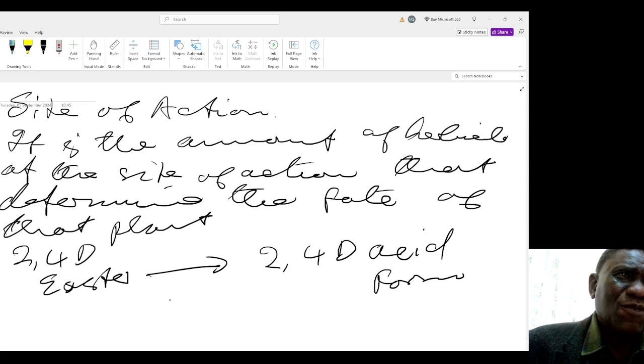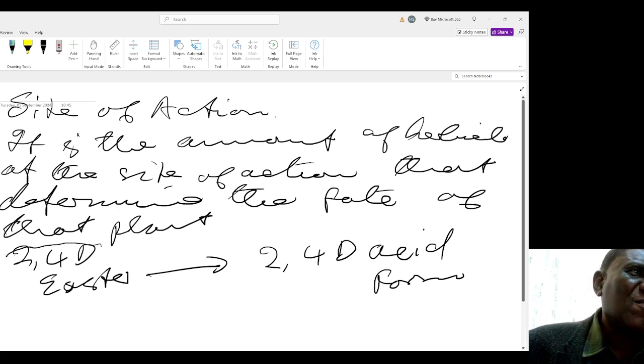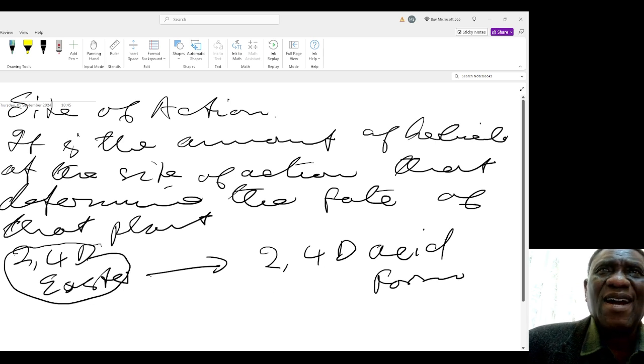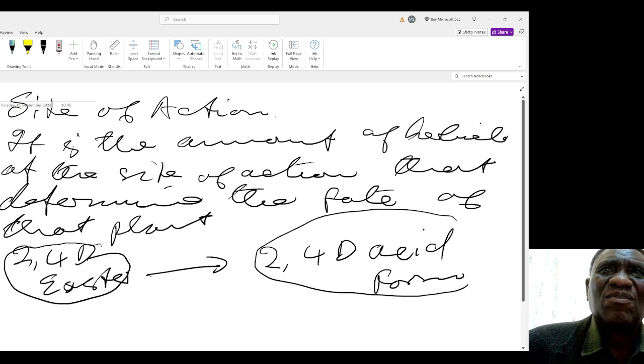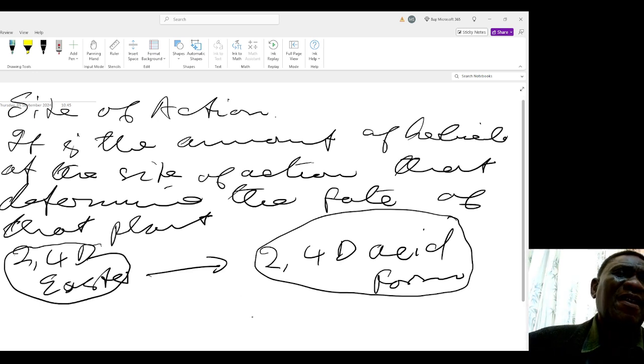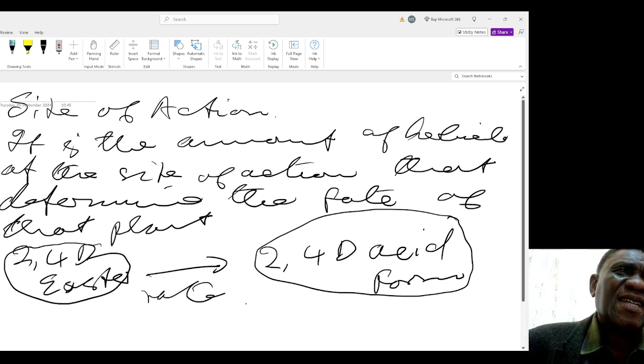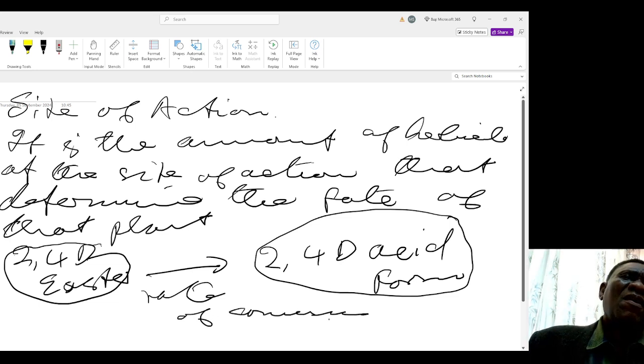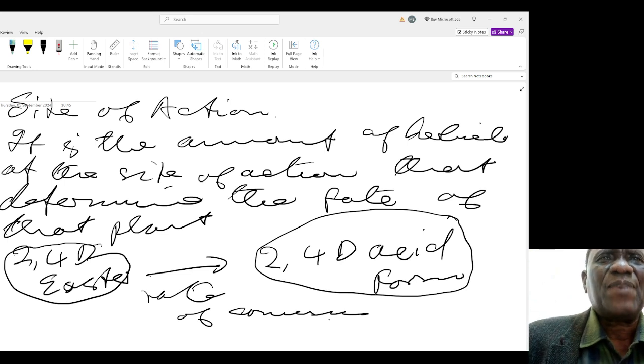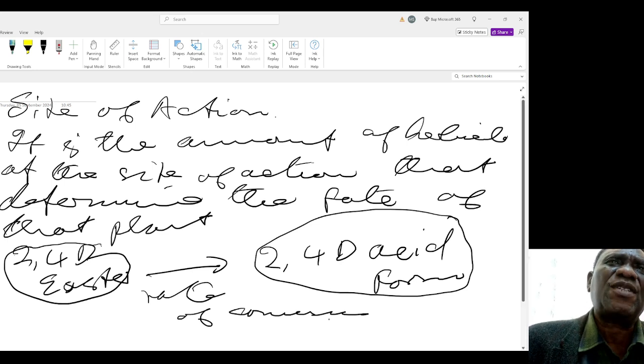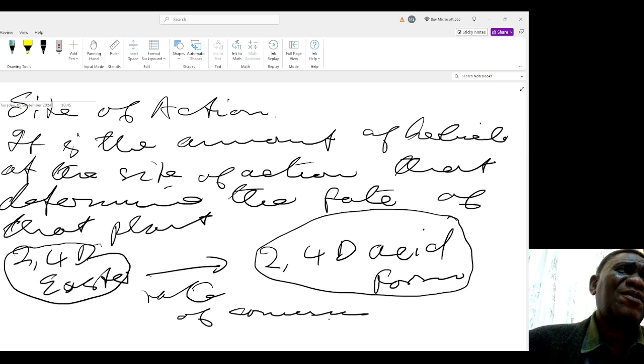However, it is the rate of conversion from this form to that form, the rate of conversion, which determines whether the plant is going to survive or not. If the rate of conversion is very high, it means there's going to be a lot of 2,4-D which is going to be moved to the site of action, and the plant is going to be killed.